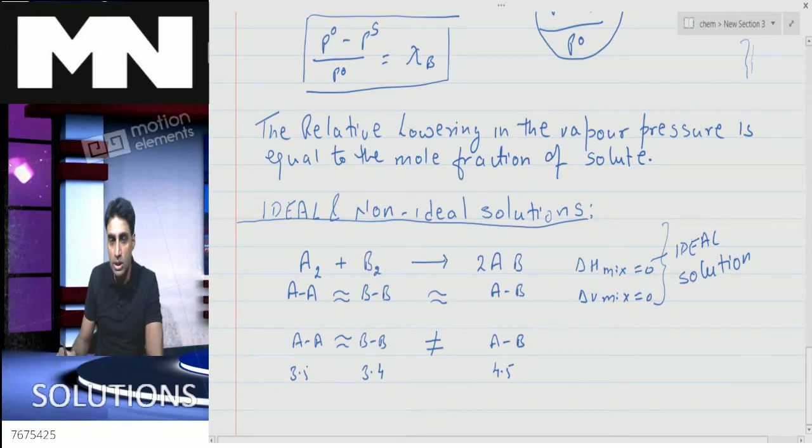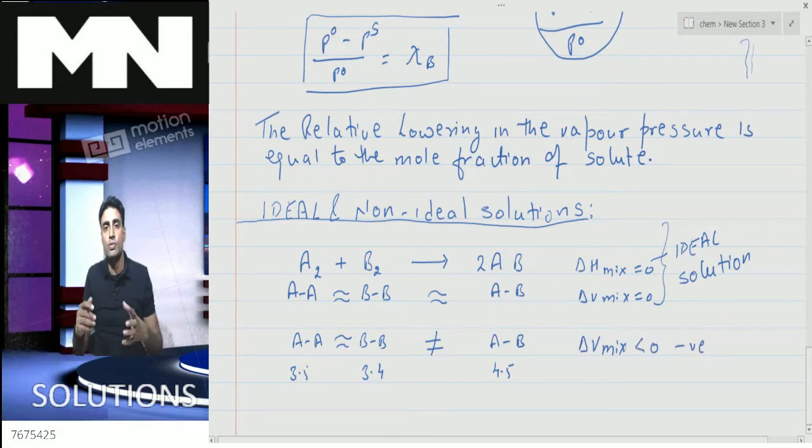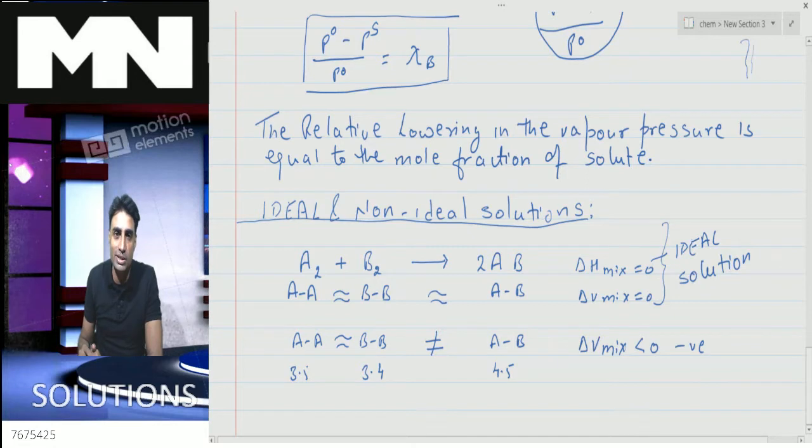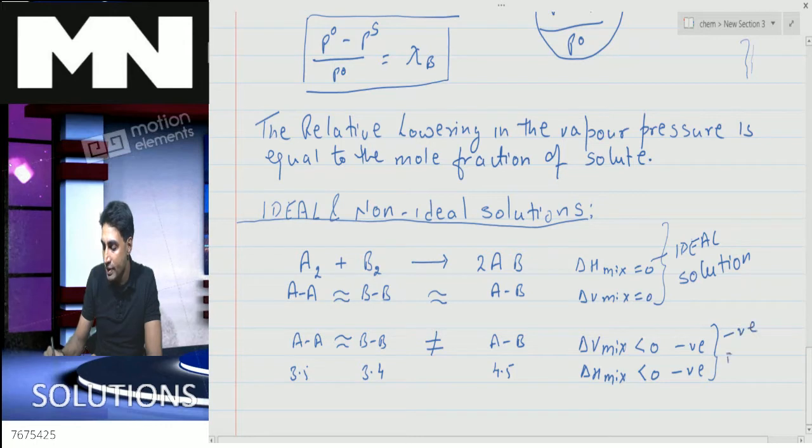If the attraction is stronger, the solute and solvent molecules will come closer. When they come closer, there will be a decrease in the volume. So we can say that delta V of mixing is less than 0, that means negative. Likewise, when solute and solvent are coming closer, they are experiencing more attraction, and due to larger attraction, their energy is decreasing. So a large amount of energy will be given out. The process will become exothermic. In that case, delta H of mixing is also negative. Such a solution is said to show negative deviation from Raoult's law.